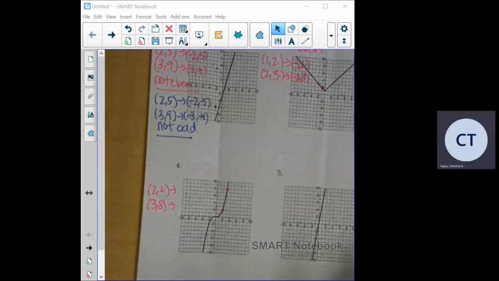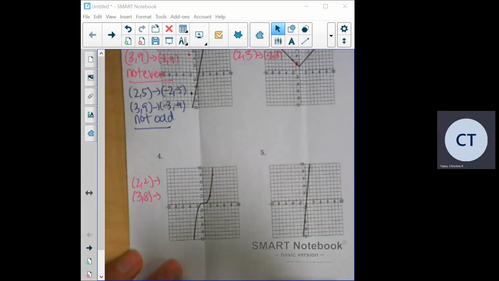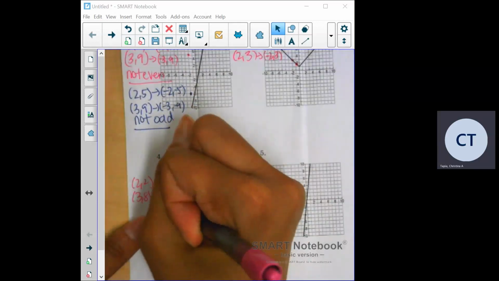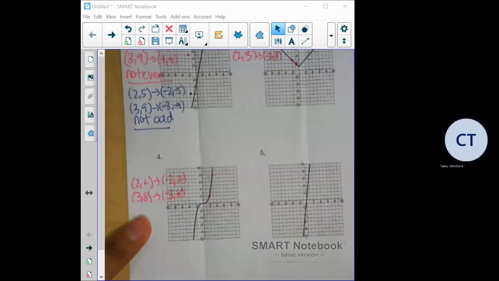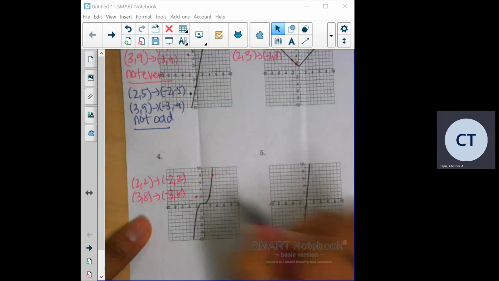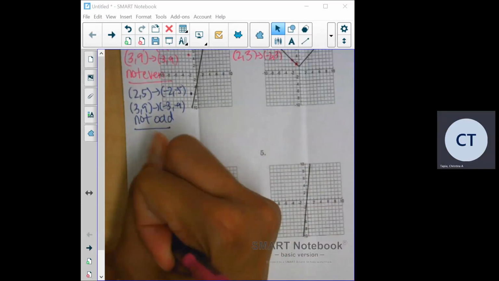On tests and quizzes, your graph will be a lot nicer. Okay, so first let's check if it's even. Even means I'll make -2, +2, -3, +8. Well, I can tell right now, -2, +2 is not going to work because that should be up here in the second quadrant. So right off the bat, this is not even.